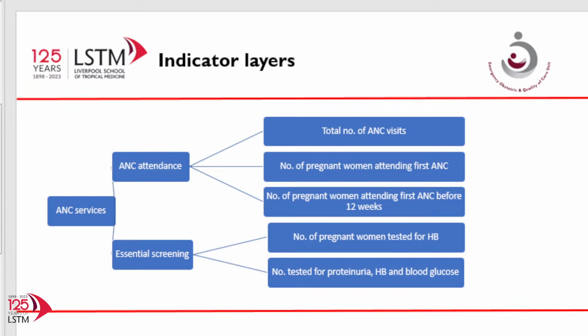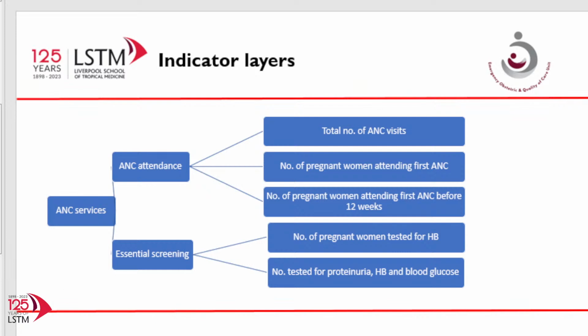For the postnatal services, again, we looked at attendance and essential screening. And under PNC attendance, the indicators were total number of PNC visits, number of first PNC visits within 48 hours, number of PNC for baby within 48 hours. It was interesting to hear the reps from the government talking about these indicators and how they've performed in the different countries over the years. And for the essential screening, we looked at number of postnatal women tested for hemoglobin once again, number of postnatal women checked for blood pressure.